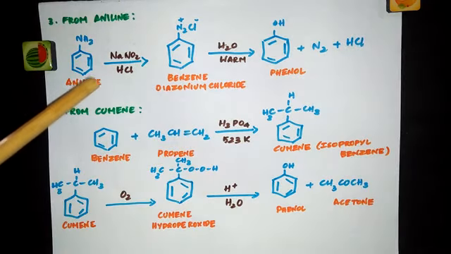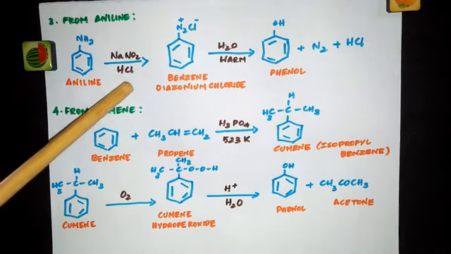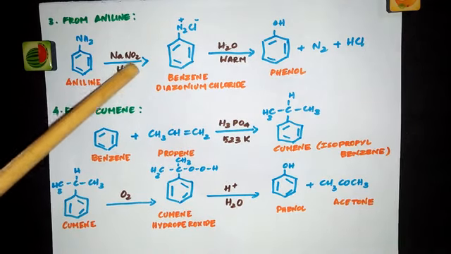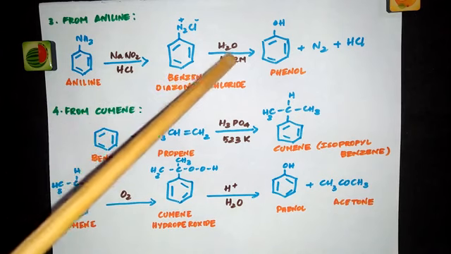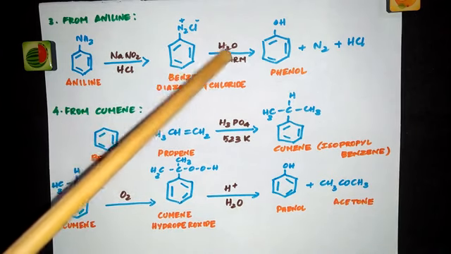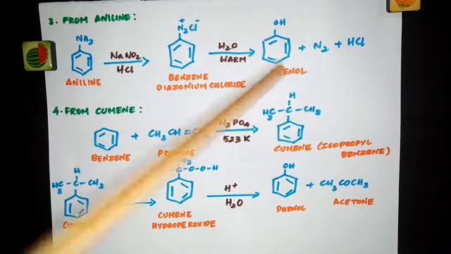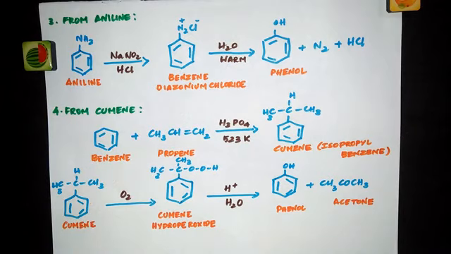So how do you convert aniline into phenol? By treating it with NaNO2 and HCl and then hydrolyzing the benzene diazonium chloride by warming it with water, you get phenol. And the last preparation of phenol is from cumene.